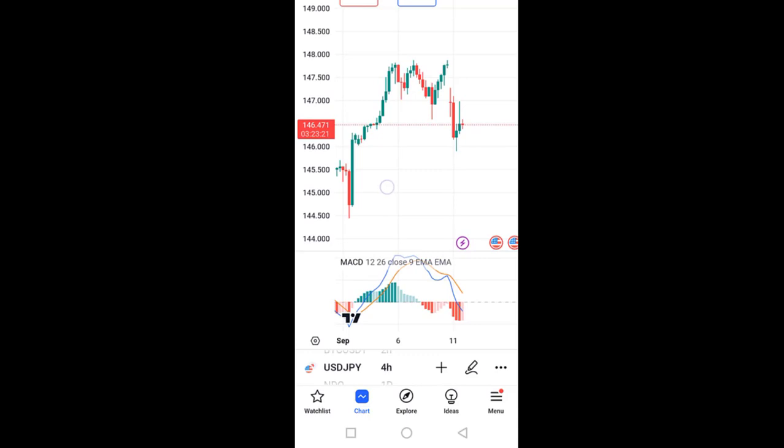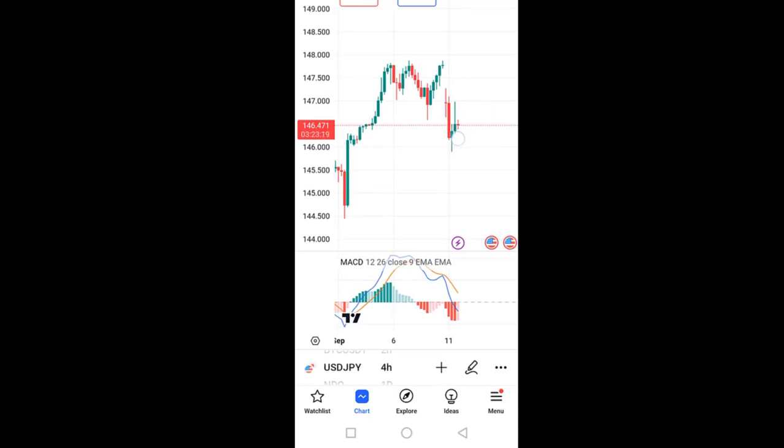What I'm expecting right now on the chart is the market to move a little bit upward and continue its movement to the downside. In fact, on USD JPY, you now need to focus on shorting the market instead of buying the market, and stay put on this channel.